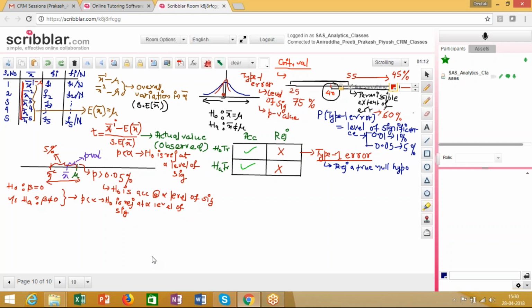H0 is rejected at alpha level of significance if p is less than alpha. If p is greater than alpha, that is, if the actual probability of committing the type 1 error is greater than the level of significance, then H0 is accepted at alpha level of significance.